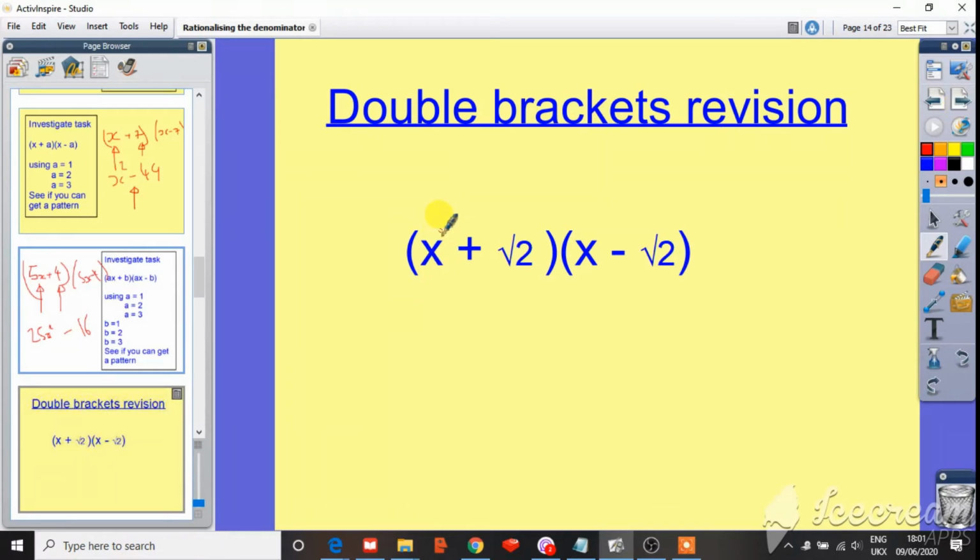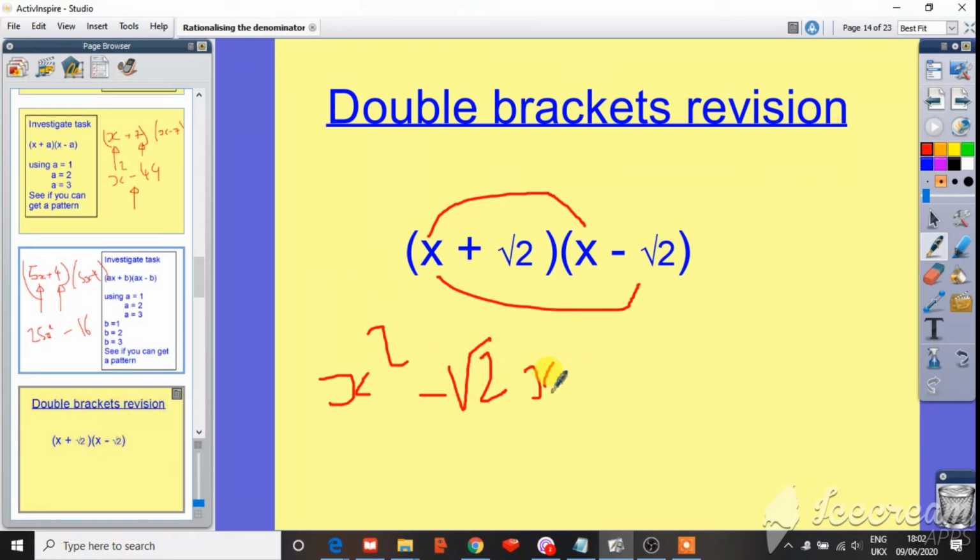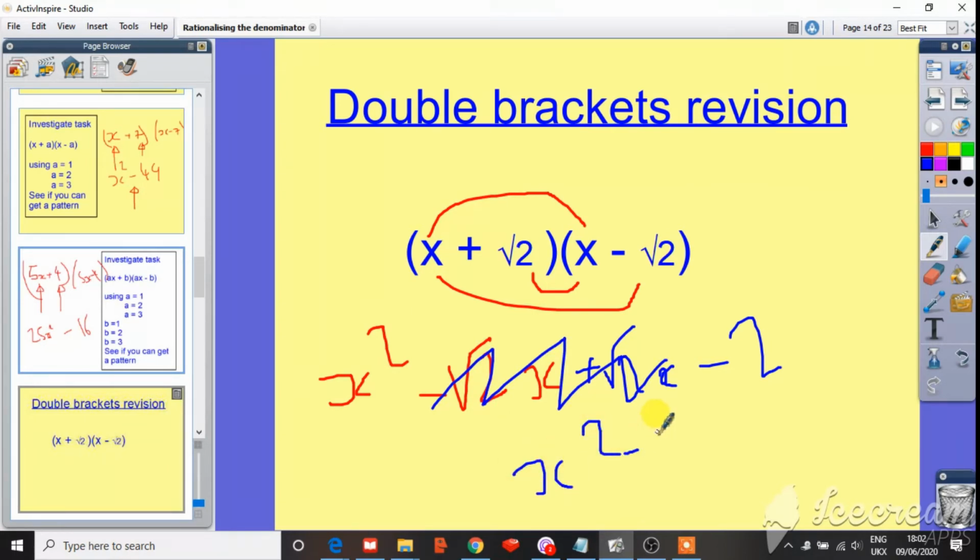So let's do this one. And of course it's the difference of two squares. I'm going to do it a long way, but again you don't have to. X times x is x squared. X times negative square root 2 is negative square root 2 x. Square root 2 times x is positive square root 2 x. You can write x square root 2, it makes no difference. Square root 2 times square root 2 is minus 2. My two middle terms cancel out because there's a positive and a minus. So I've got x squared minus 2.